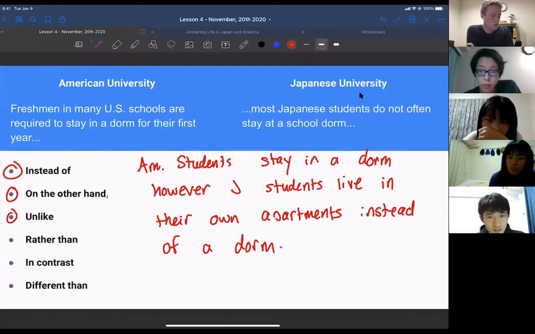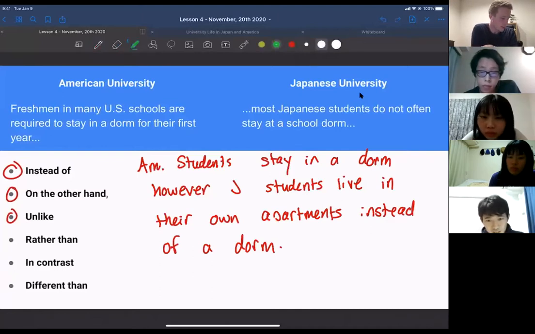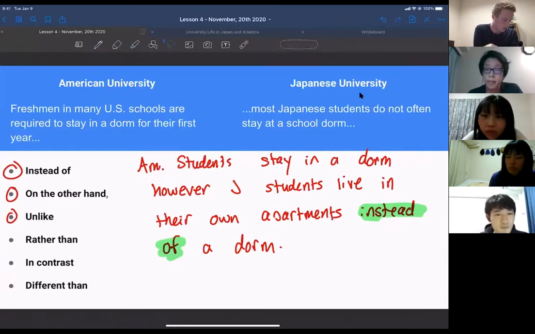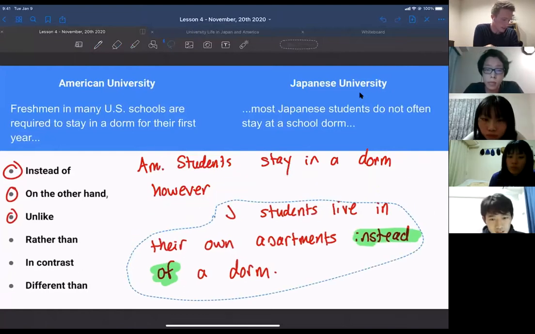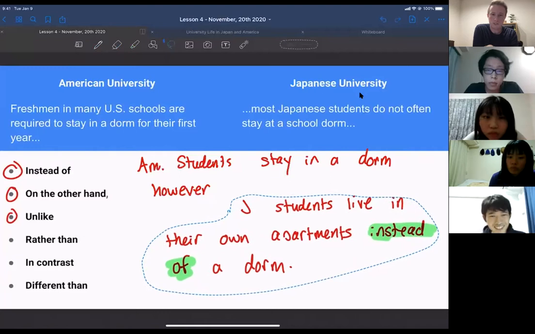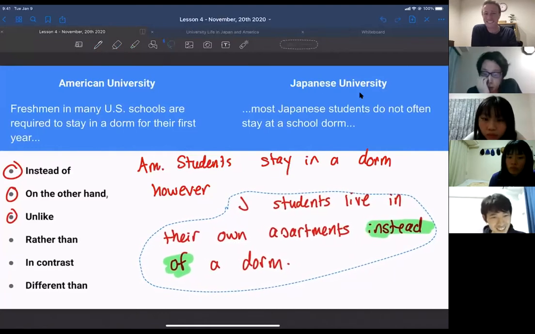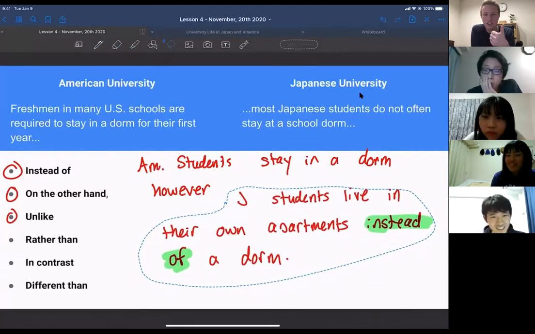Very good. American students stay in a dorm. However, Japanese students live in their own apartments instead of a dorm. Very good. If you want to, just this is okay too. Japanese students live in their own apartments. It's easier. But yours is fine, no problem.